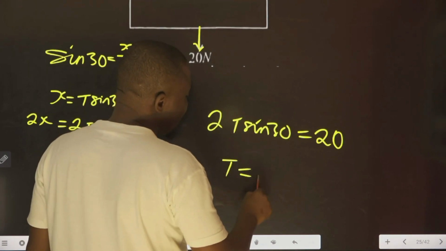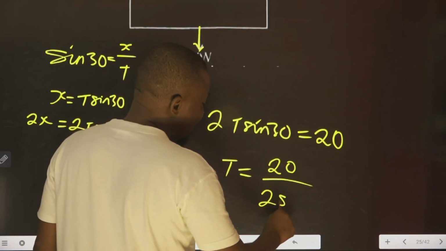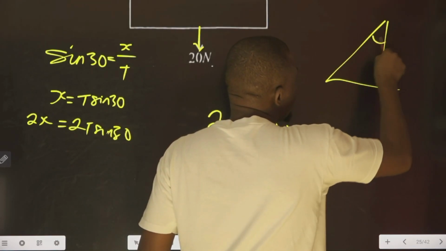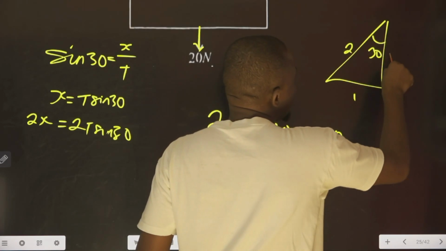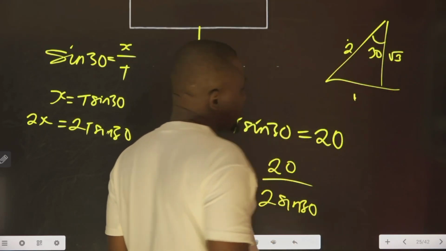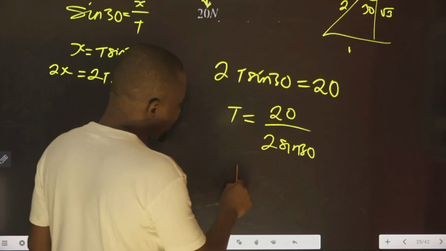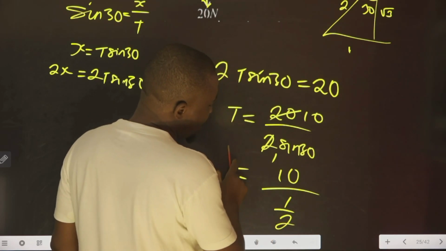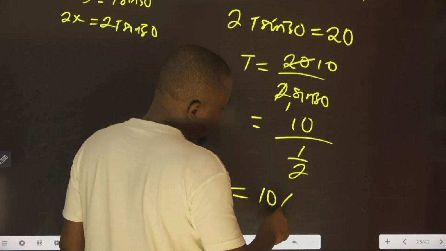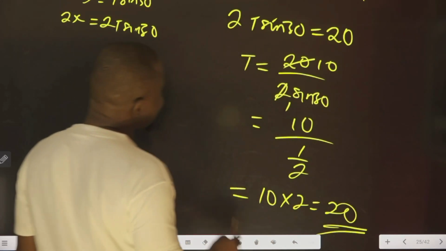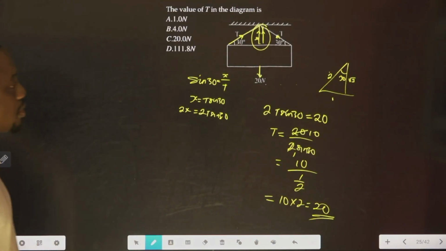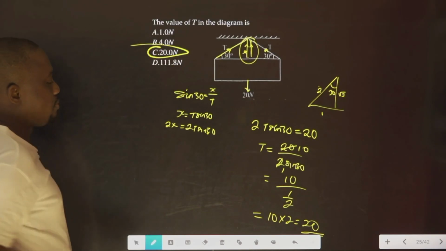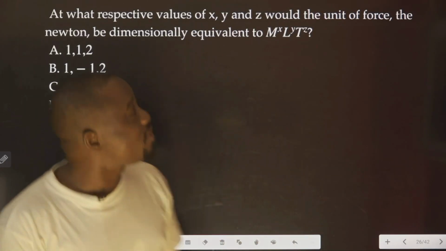You agree with me, to get t here is 20 over 2 sine 30. What is sine 30? Remember from trigonometry, 30 is here, 2 is here, 1 is here, square root of 3 is here. That is opposite over hypotenuse, 1 over 2. So therefore, this is 1 over 2. Here is 1, here is 10. That's already 10 over 1 over 2. You agree with me? If you want to do this now, it's 10 times 2, which is 20. So the answer is 20 Newton. As you can see, the answer is C, 20 Newton.